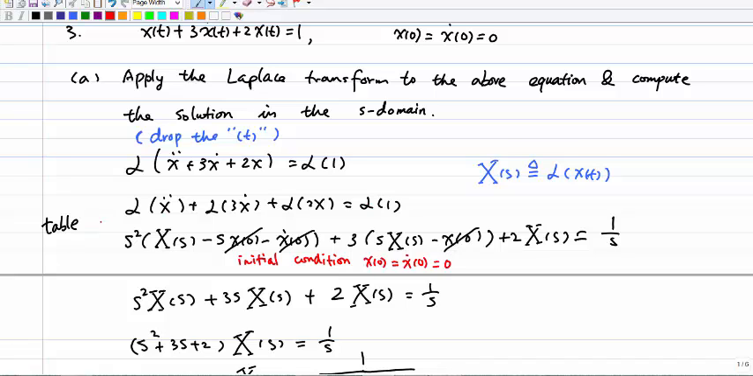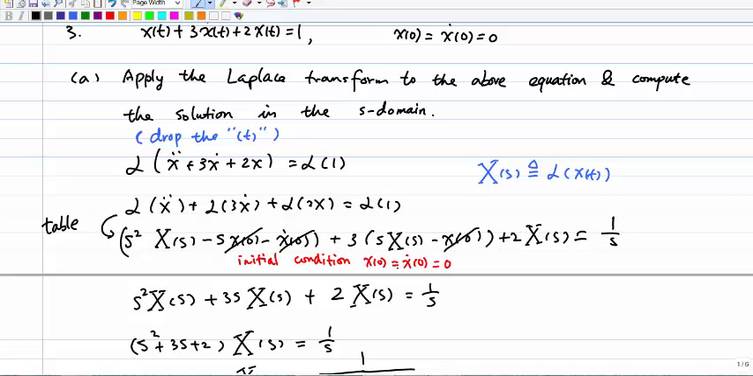Here we use a table. The table tells us, for x double dot, what its Laplace transform is: s squared times X(s) minus s times x(0) minus x dot (0). And for x dot, it is 3 times s X(s) minus x(0). Then for 2x, you can put the 2 outside, it's 2 times X(s). The Laplace transform of 1 is just 1 over s.